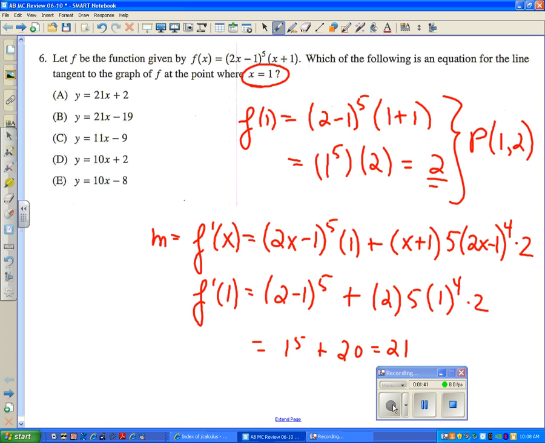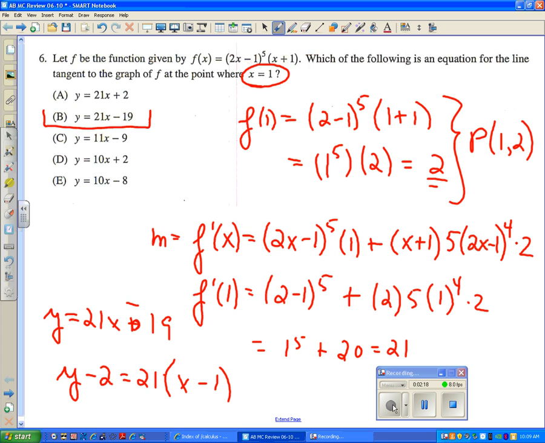So putting it all together, what do we got? Well, y minus the one y we know equals m times the quantity x minus the one x that you know, and the x that we know is 1. Getting it into slope-intercept form, wouldn't it be y equals 21x, minus 21 plus 2, which would give us a minus 19. So B is the answer here.